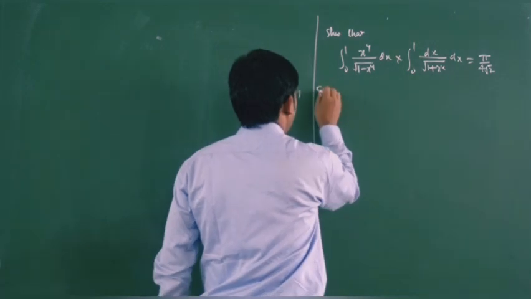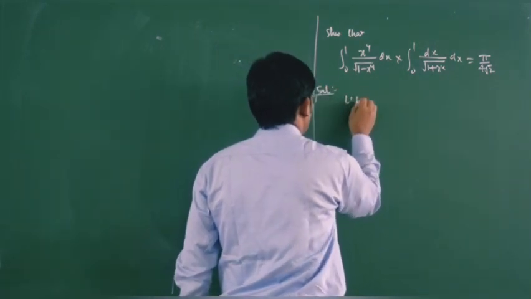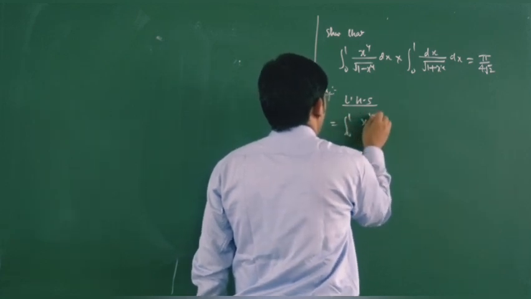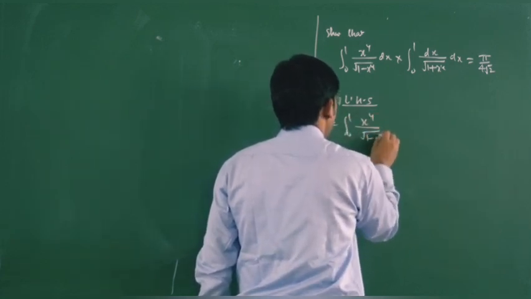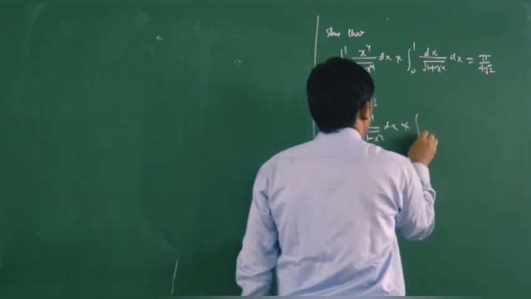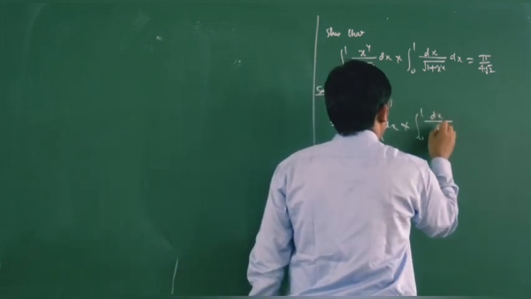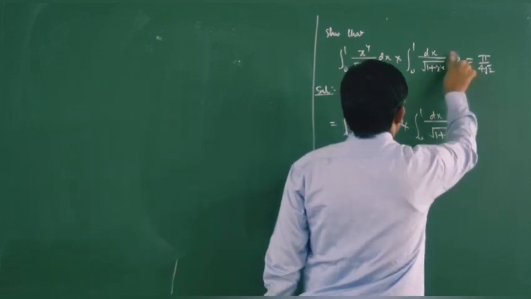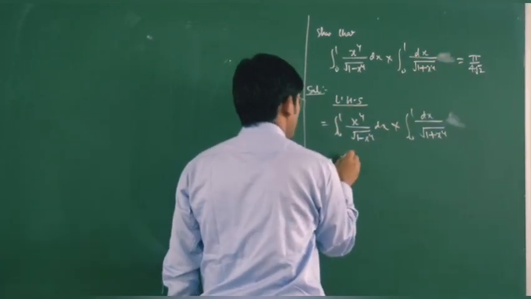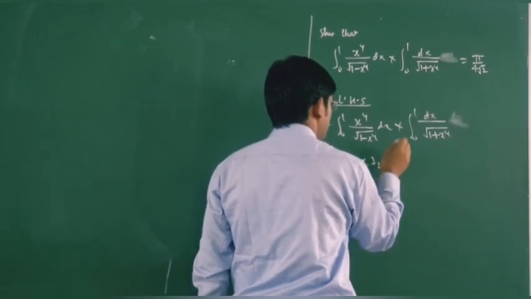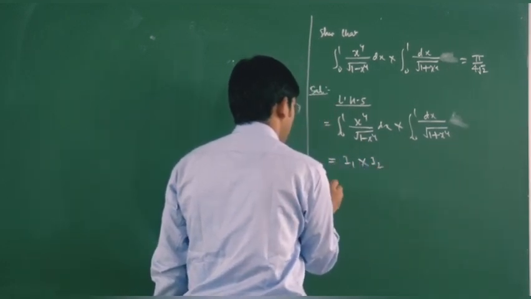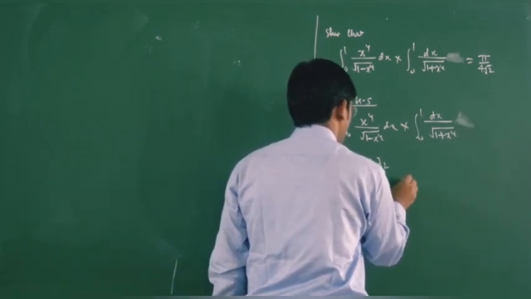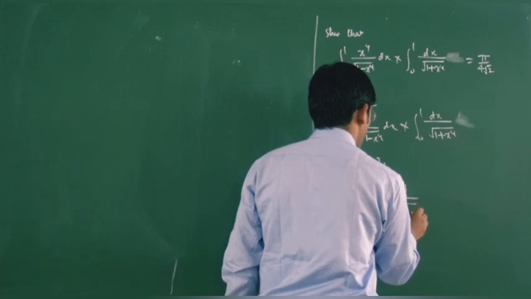So let us take the left hand side and assume the first integral as I1 and the second integral as I2, and then we will evaluate these two integrals independently. Here I1 is integral 0 to 1 x power 4 upon under root 1 minus x power 4 into dx.